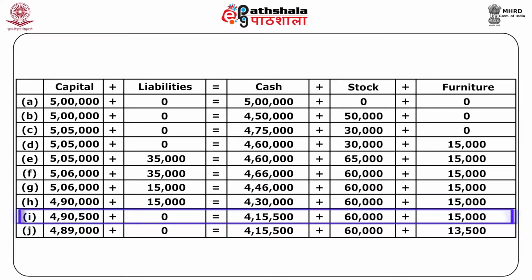Then the I part will give you 4 lakh 90,500 of capital plus 0 liability which will give you cash of 4 lakh 15,500 plus stock 60,000 plus furniture 15,000. And J part will give you 4,89,000 capital plus 0 liability, which will give cash of 4,15,500 plus stock 60,000 plus furniture of 13,500.